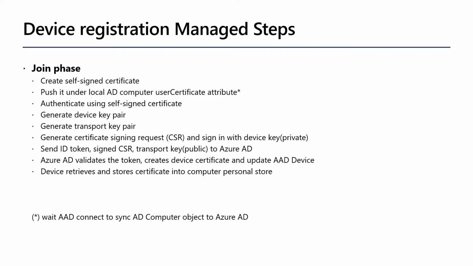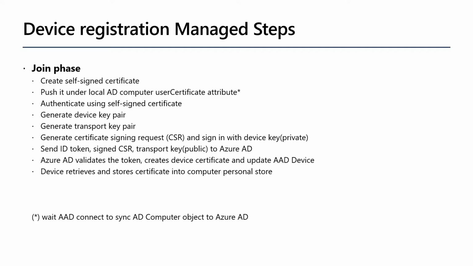After device registration triggers for the second time, it authenticates to Azure Active Directory using the synchronized self-signed certificate via AD Connect. Then it generates a device key pair and a transport key pair. After that, it creates the certificate request using the device key public portion and signs it using the device key private portion. Then it sends the ID token, the signed certificate request, and the transport key public portion to Azure Active Directory.